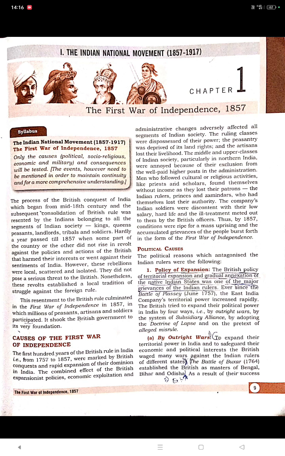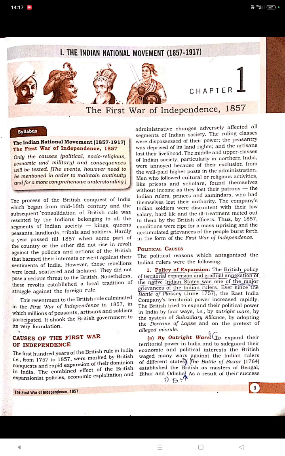The process of the British conquest of India, which began from the mid 18th century, and the subsequent consolidation of British rule, was resented by the Indians belonging to all segments of Indian society: kings, queens, peasants, landlords, tribals, and soldiers. Hardly a year passed till 1857 when some part of the country or the other did not rise in revolt against the policies and actions of the British that harmed their interests or went against their sentiments.